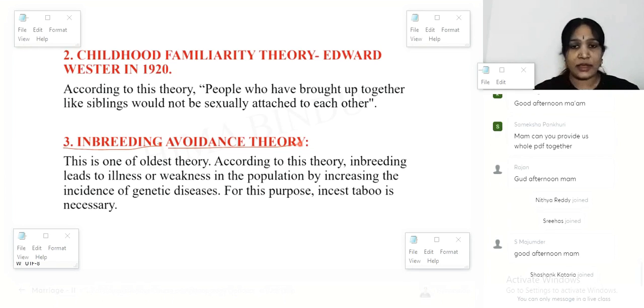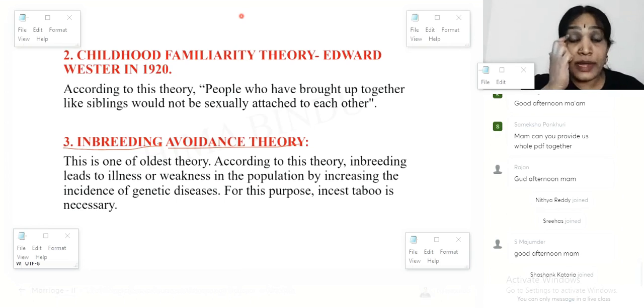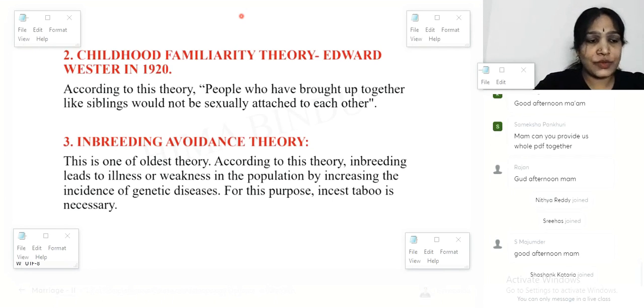Inbreeding means what? Inside, within the community. Breeding means mating. Is it clear? So inbreeding means marriages within the community, like endogamy. So inbreeding leads to some genetic diseases you might have heard. Genetically weaker children or children with genetic diseases will be born if close relatives marry. That is the reason why close relative marriages should be avoided. That is called inbreeding avoidance theory. So three theories we have seen.